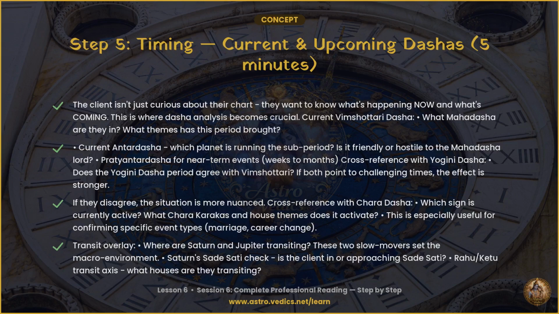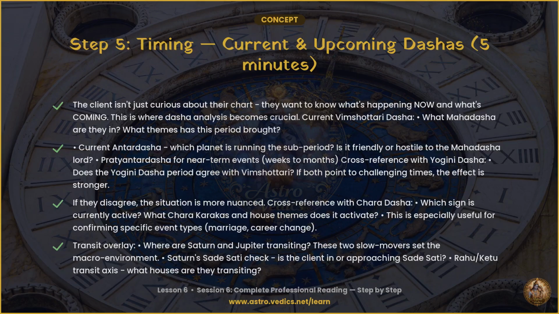Cross-reference with Chara Dasha. Which sign is currently active? What Chara Karakas and house themes does it activate? This is especially useful for confirming specific event types: marriage, career change. Transit overlay: where are Saturn and Jupiter transiting? These two slow movers set the macro environment.